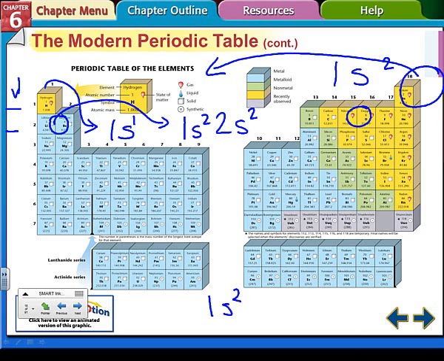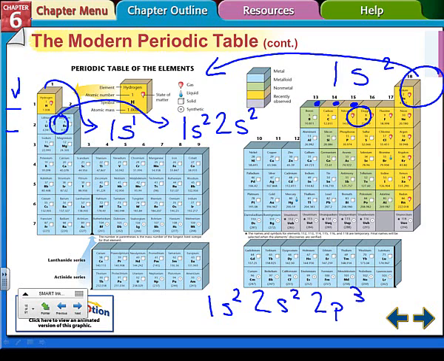Now we move to the second floor. Well, the s orbital is completely full. The only s orbital in the second floor is completely full, and so that's 2s2. Now on the second floor we also have p orbitals, 2p. Now the p orbitals, we only have 1, 2, 3. So the electron configuration for nitrogen is 2p3.